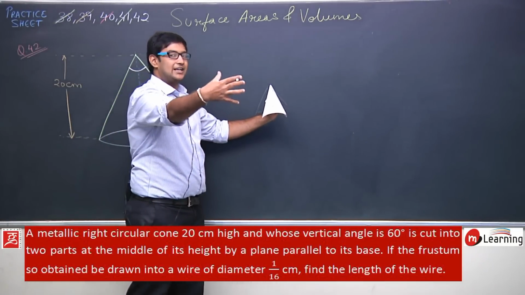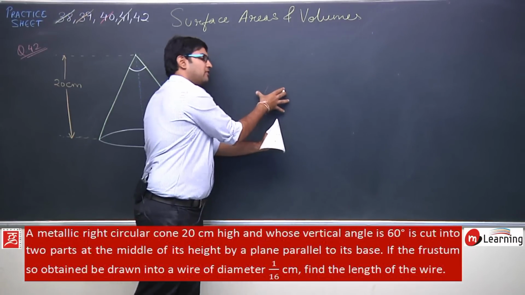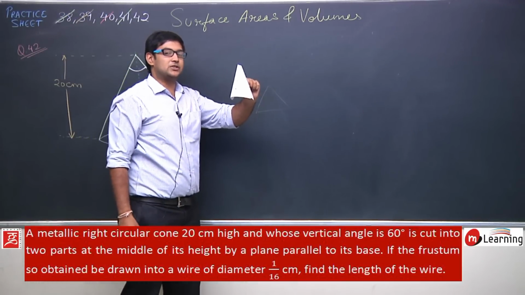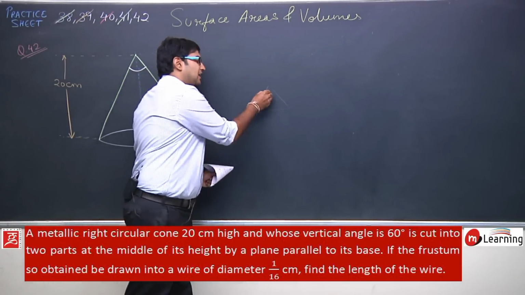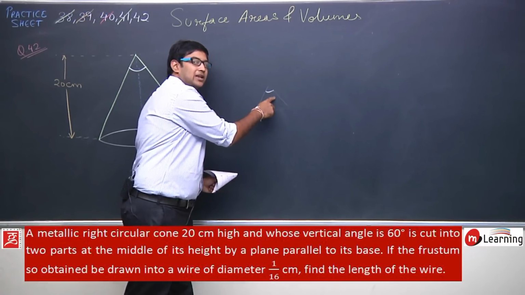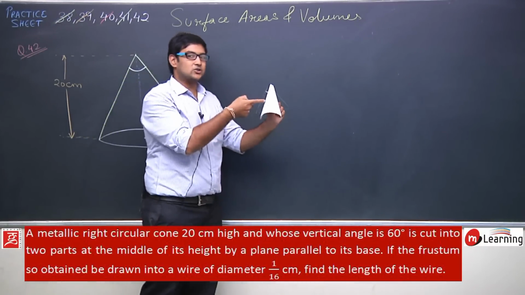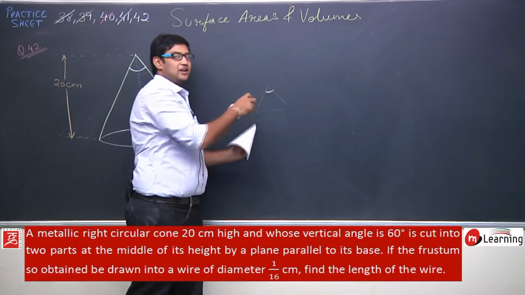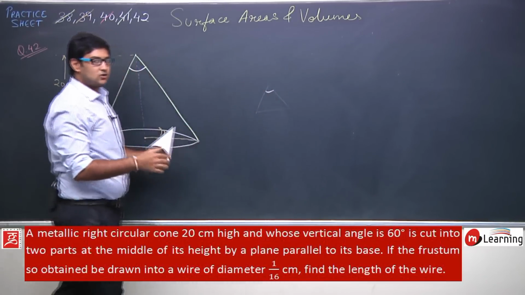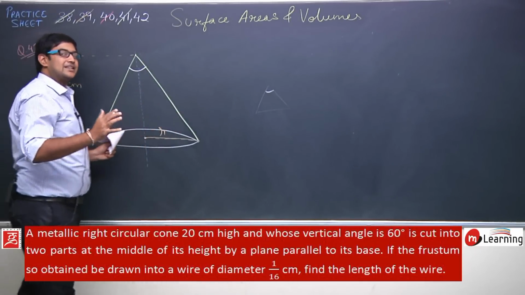If I have a torch light here, the light will come like this, and I have a shadow of this cone. That will be known as the projection of this cone, and the top angle that this projection has will be known as the vertical angle. If I project this cone, it will look like a triangle in the projection. If you see a cone in 2 dimensions, it is basically a triangle.